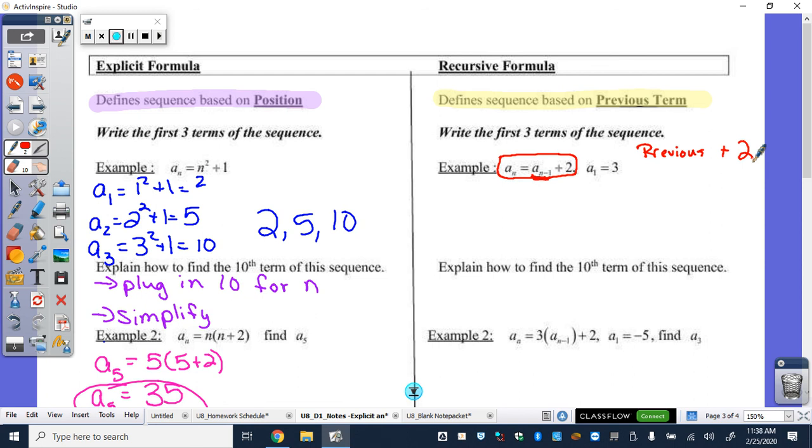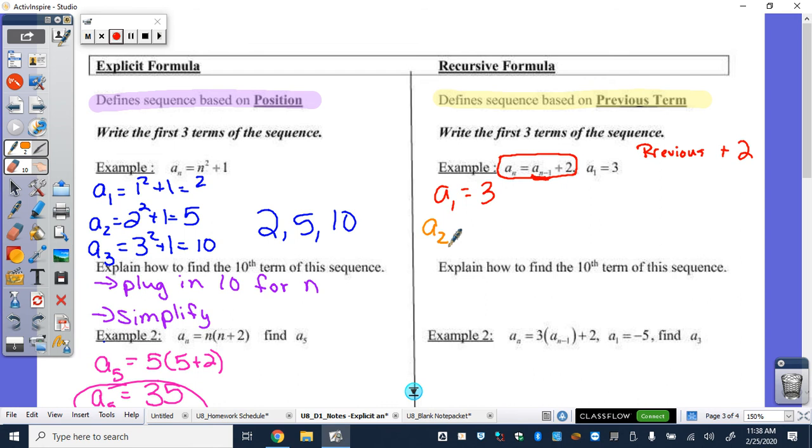Now, the other part of the recursive rule that we hadn't seen just yet is they have to give you a starting point because everything's referring to that previous term. You can't figure out the first term without knowing something. So they have to give you something to start off with. So they give us our first term already. So we have to find the first three terms. They've already given us the first term.